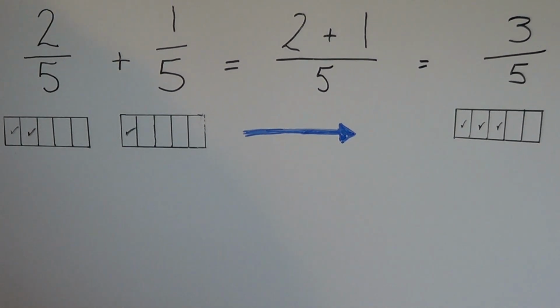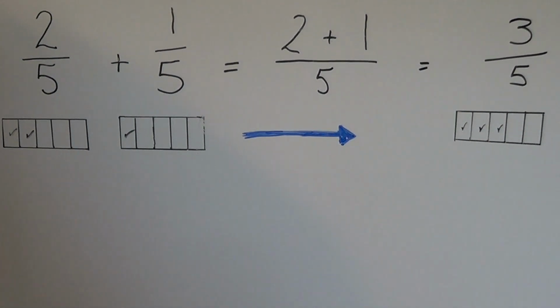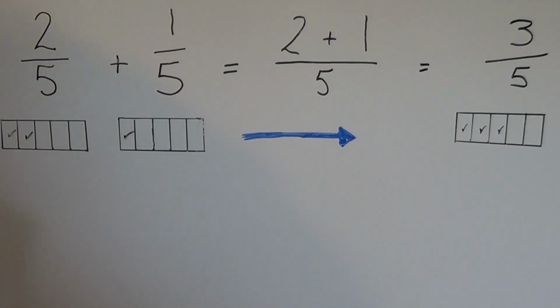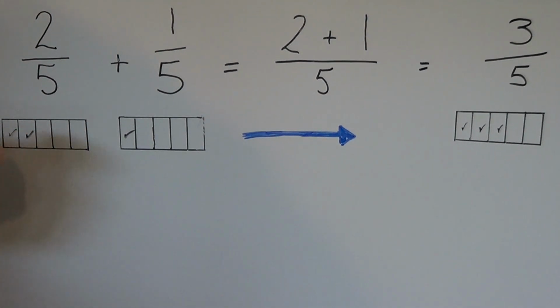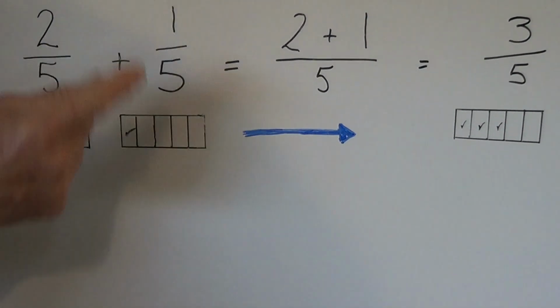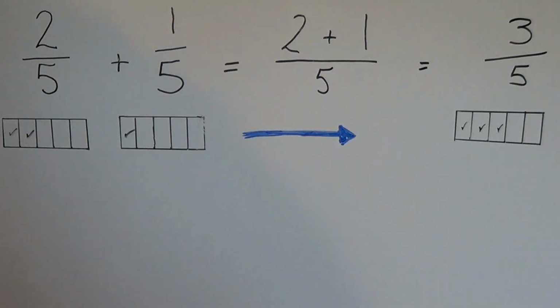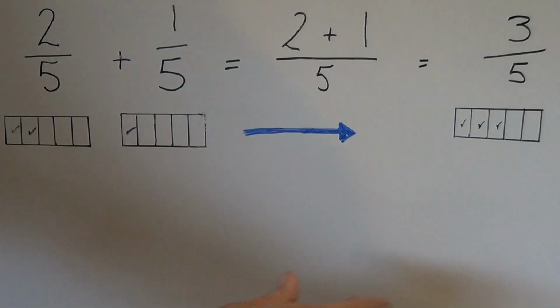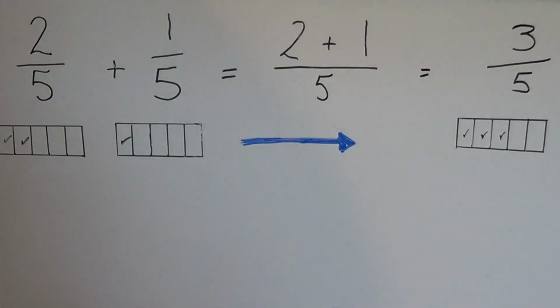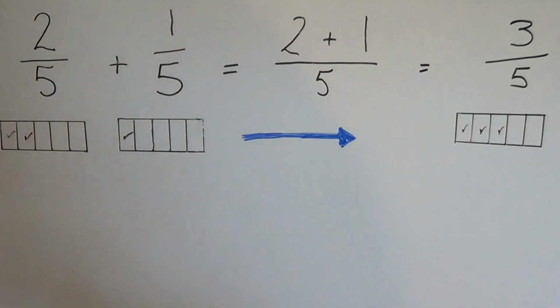If we look at it concretely, think of a chocolate bar which is 5 blocks long. 2/5 is 2 blocks of that chocolate bar. 1/5 is 1 block of that chocolate bar. When we put it together, it's like eating 3 blocks from 1 chocolate bar.